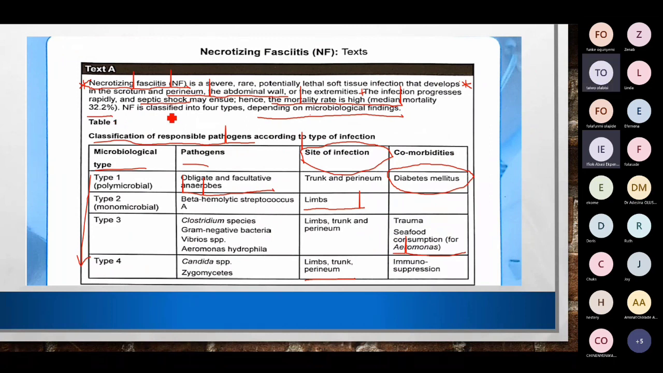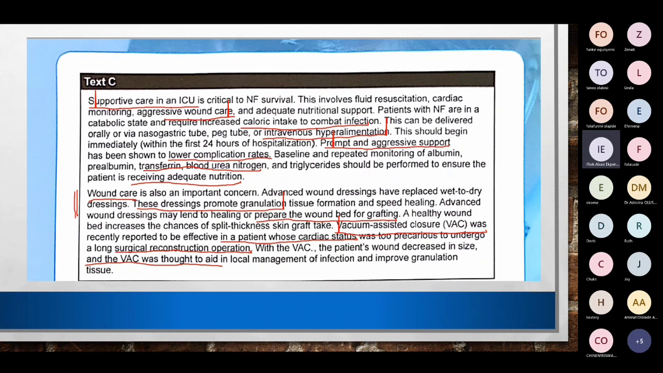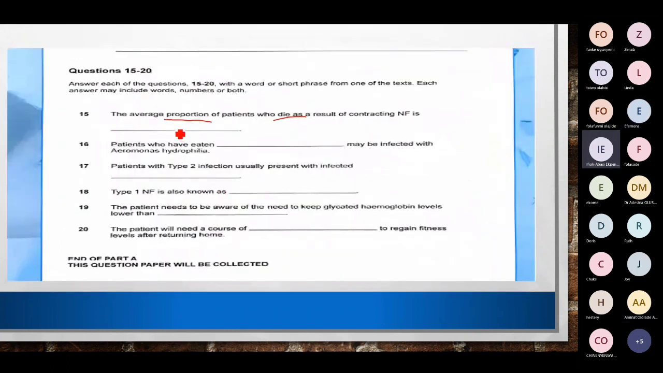But let's read it again. The mortality rate, the average proportion, is high, and in brackets, median mortality. Median simply means average, right? So now the answer is 32.2%. You just come back here, and when you're providing your answer, read the question again where it makes sense to you. So write, the average proportion of patients who die as a result of contracting NF is 32.2%. Pardon my writing.